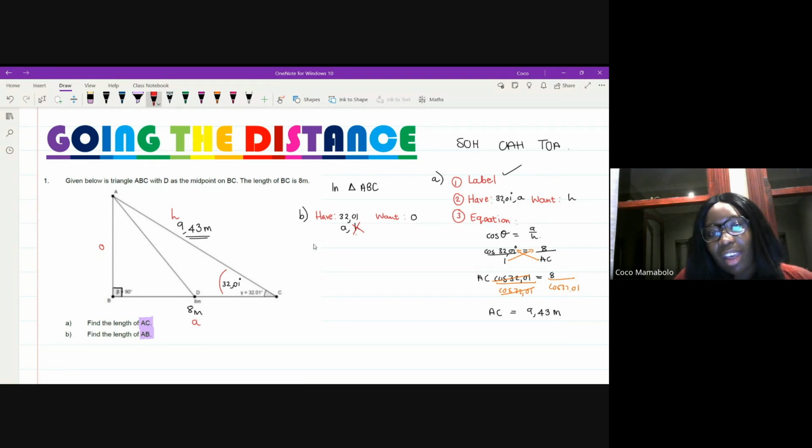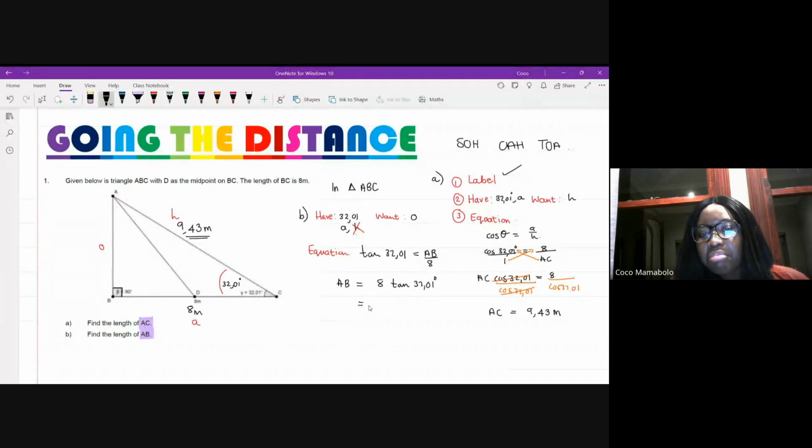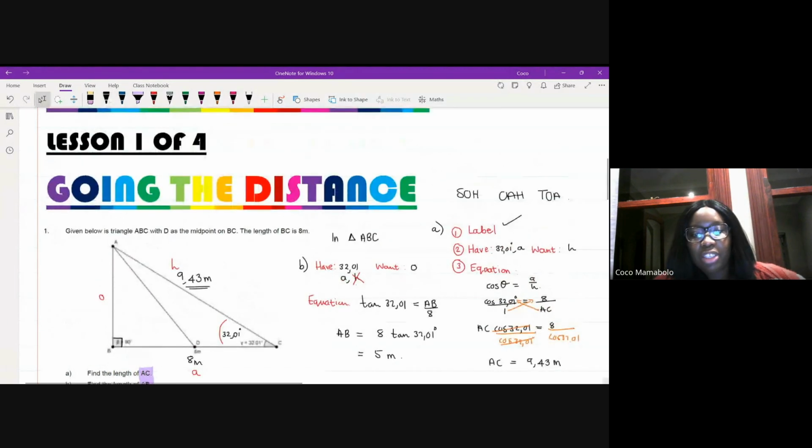Okay, so we have our have and want. Our equation is going to involve tan. And Abu, you're not wrong. We're going to end up with the exact same answer in this case because we did calculate our hypotenuse correctly. So I'm going to use tan of 32.01 degrees is equal to opposite, which is AB, over adjacent, which is 8. If I cross multiply, I'm going to get that AB is equal to 8 tan of 32.01 degrees. 8 tan 32.01 should give me 5 meters on the dot, 5.0000008, which is just 5 meters. We're going to do 5 meters. All right.